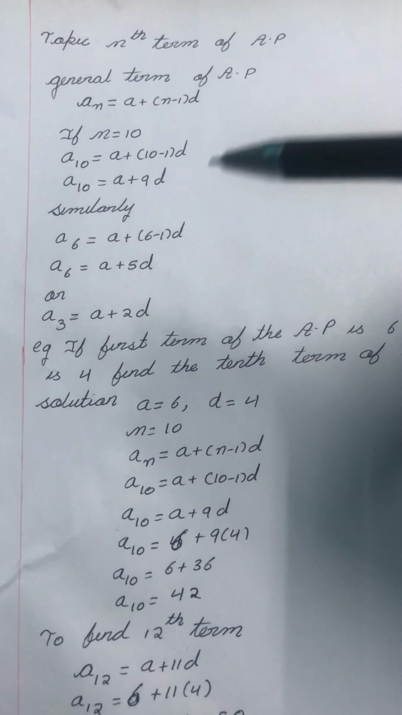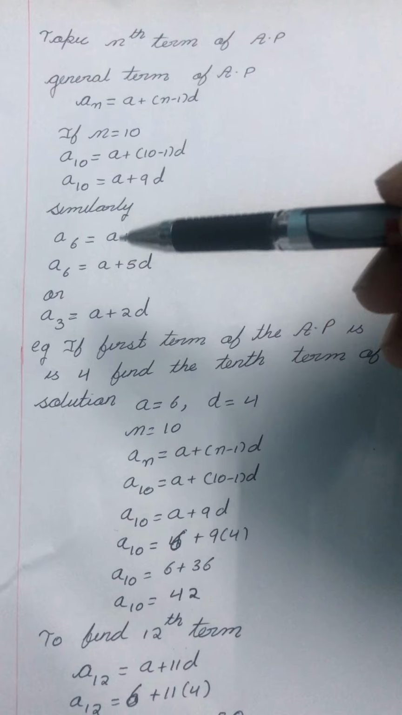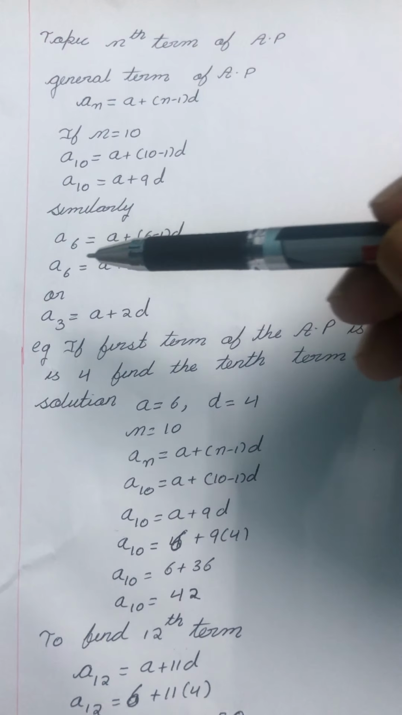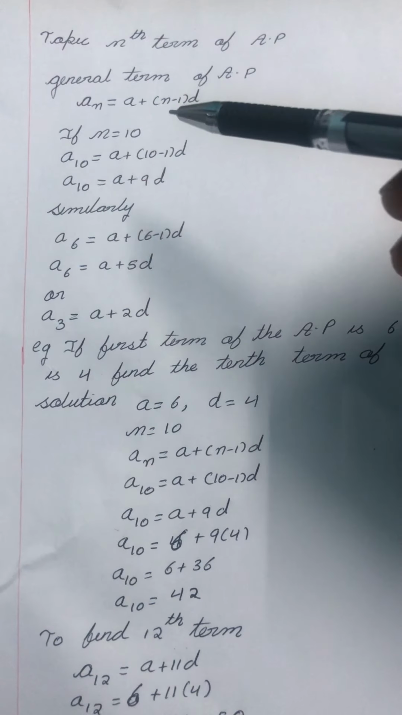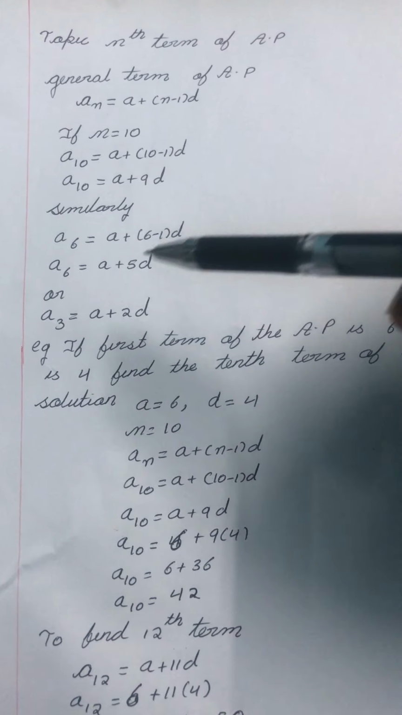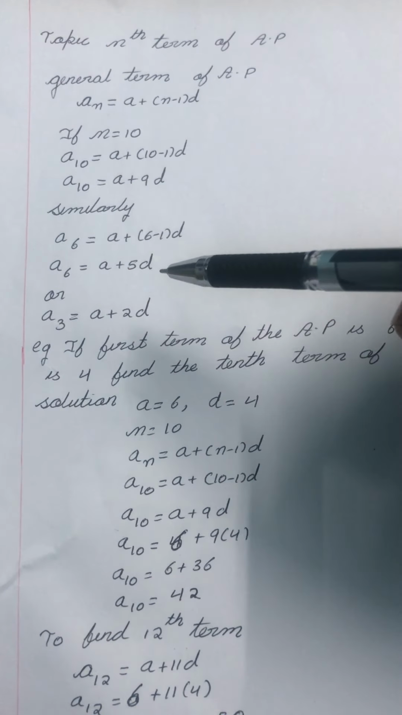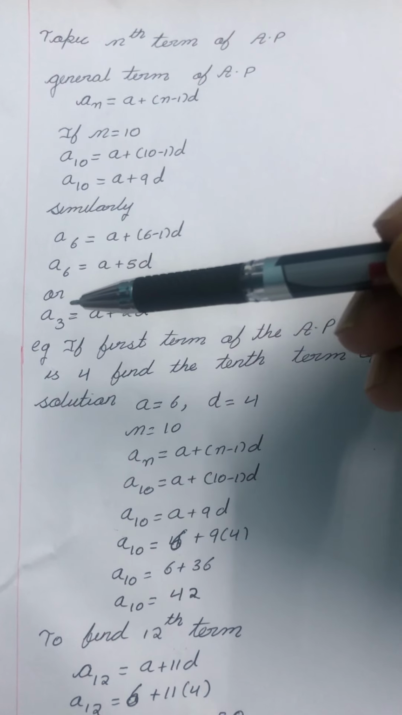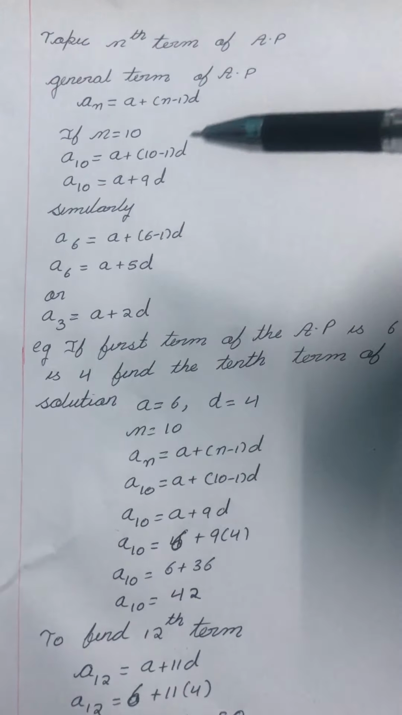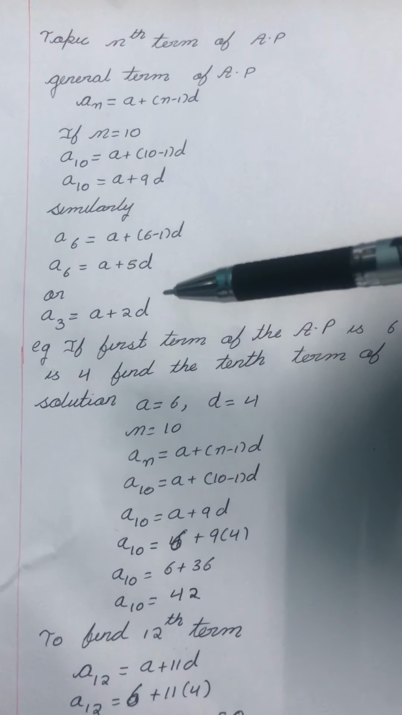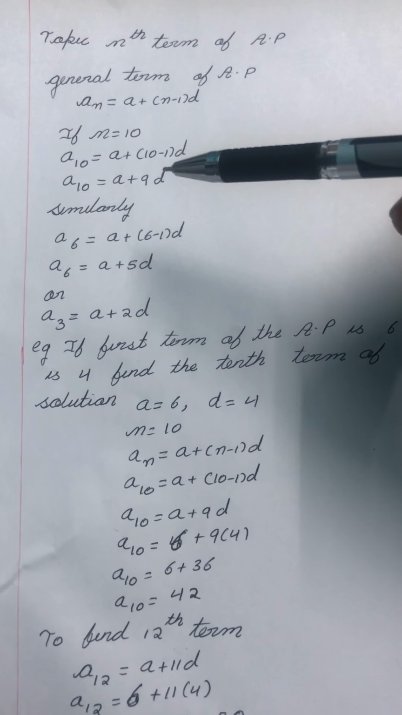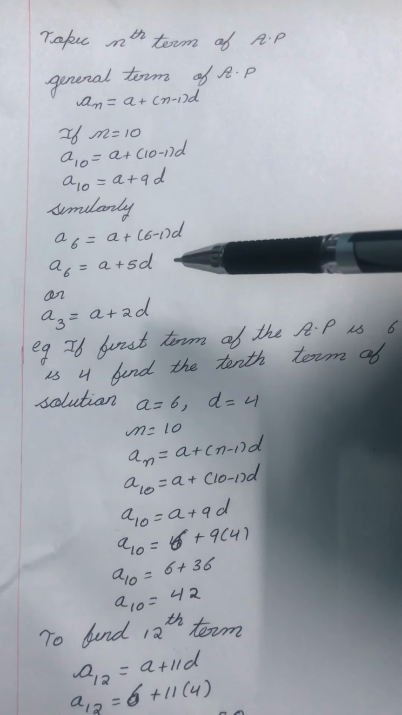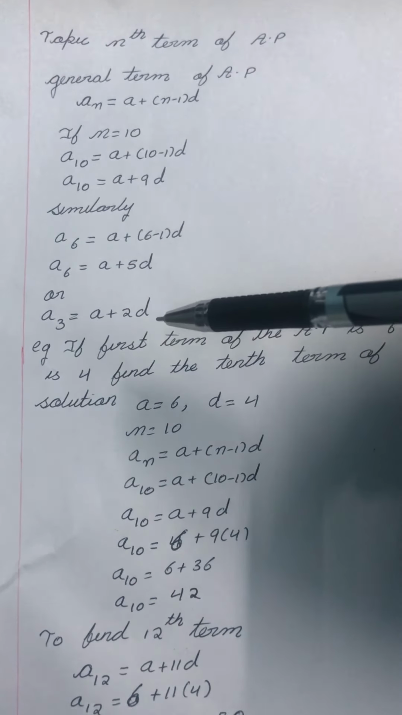Similarly, if we want to represent the sixth term in terms of a and d, a6 equals, applying the general term formula, substituting n as 6, 6 minus 1, so a6 equals a plus 5d. Same way, to find the third term we apply the general term formula: a plus 2d. Check these expressions: a10 equals a plus 9d, a6 equals a plus 5d, and a3 equals a plus 2d.